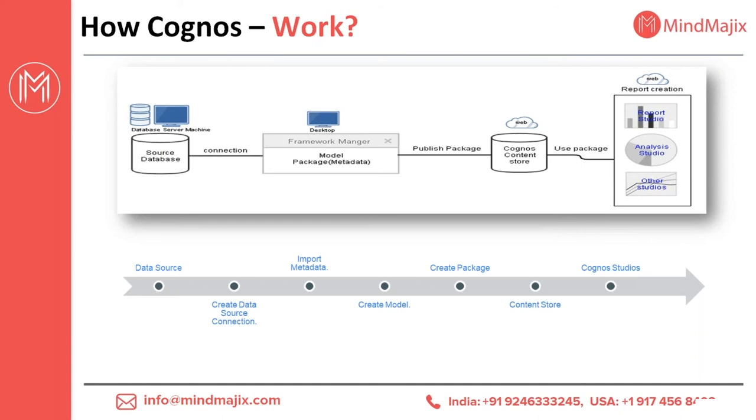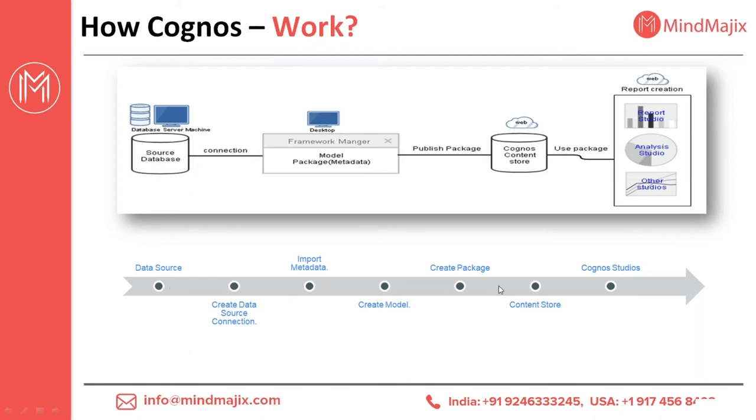What does metadata mean? Metadata is nothing but data about the data, which speaks about the data. We will import all our metadata into framework manager. In this framework manager, we will create relationships between the existing tables, and we can create a package. After we create a package, we can simply publish it to our content store. Our content store is the repository for Cognos. In this content store, it will have all the package specifications, reports, report outputs, everything. From this content store, we can use this package to create a report in any studio in Cognos.